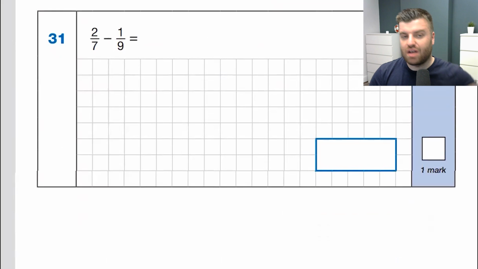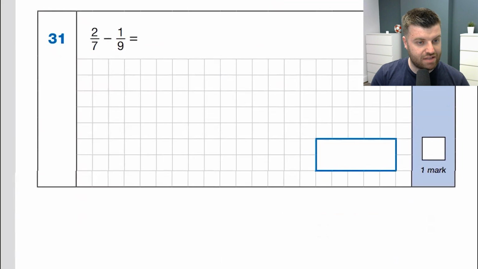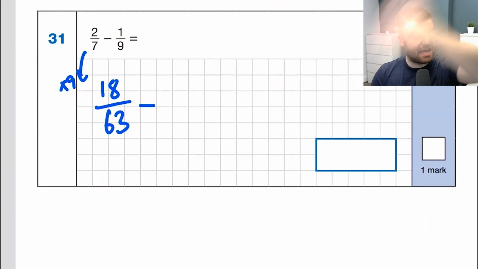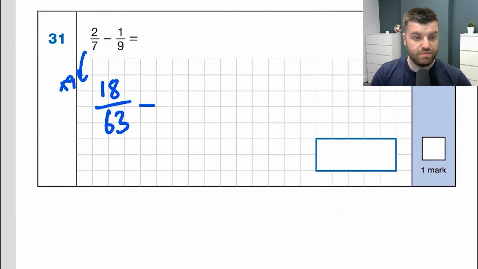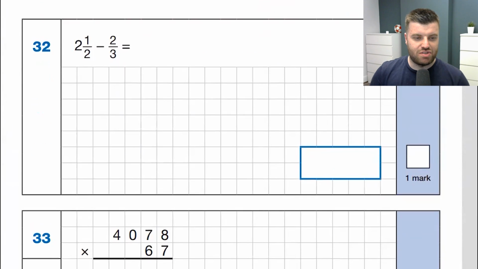2/7 take away 1/9. Alarm bells are ringing in my head. The denominators are different. Let's cross multiply and make them the same. So 2/7, I'm going to multiply both sides of that by 9, and I'm going to get 18, and 9 7s are 63. Subtract, cross multiply now, we're going to multiply both sides of this fraction by 7, and we're going to get 7 over 63. And I'm left with a super easy question with the denominator of 63. 18 take away 7 is 11. The answer to this question is 11 over 63. We are making light work of this test, guys. Well done. Let's take a look at question 32.